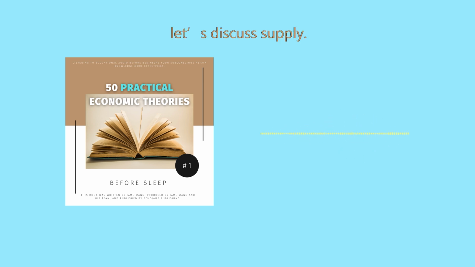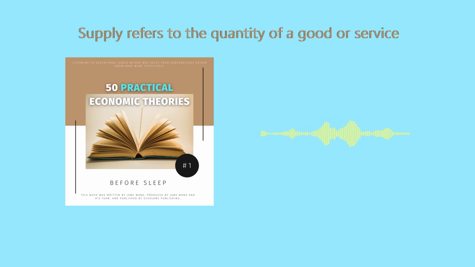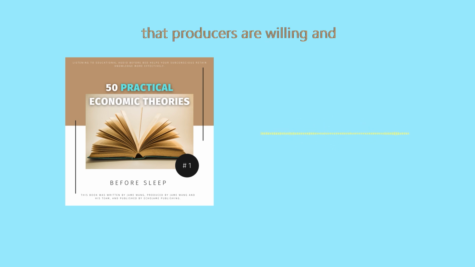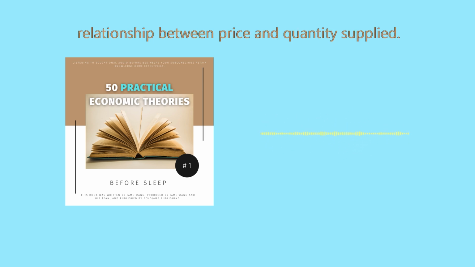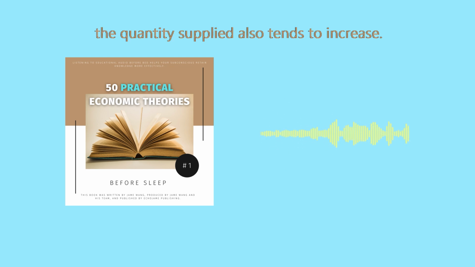Now, let's discuss supply. Supply refers to the quantity of a good or service that producers are willing and able to sell at different price levels. The law of supply states that there is a direct relationship between price and quantity supplied. When the price of a good increases, the quantity supplied also tends to increase.